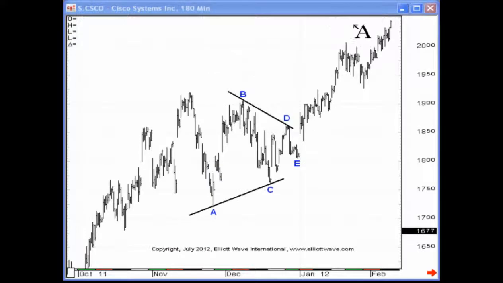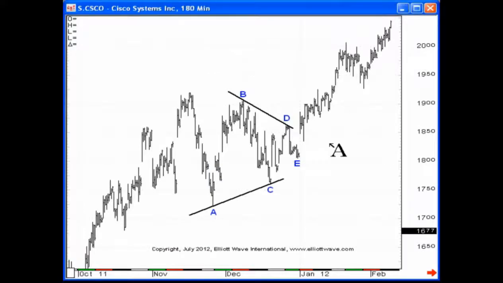The next pattern we'll look at is also a triangle. This is an individual stock. The ticker symbol is CSCO, this is Cisco, and this is on the 100-minute time frame. Again, notice the trend lines which connect the extremes of waves B and D and A and C actually converge. And this is what a contracting triangle typically looks like.